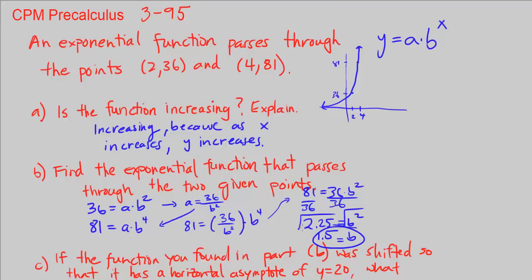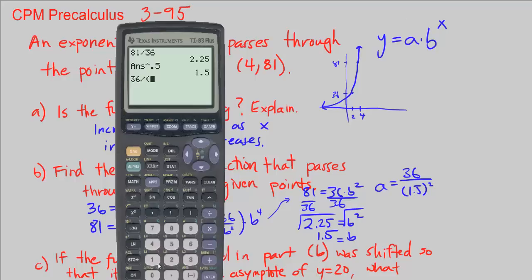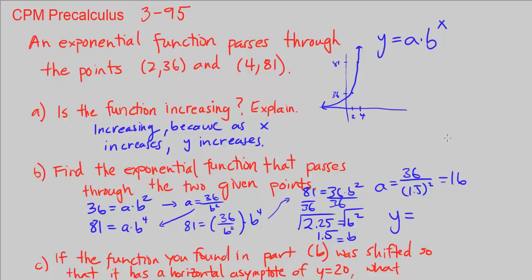Now I have b, so I plug it into this expression to get a. a equals 36 over b squared, or 1.5 squared. Using my calculator, 36 divided by 1.5 squared gives me 16. So b is 1.5 and a is 16. My expression y equals a times b to the x is y equals 16 times 1.5 to the x. This is my exponential function that passes through those two given points.